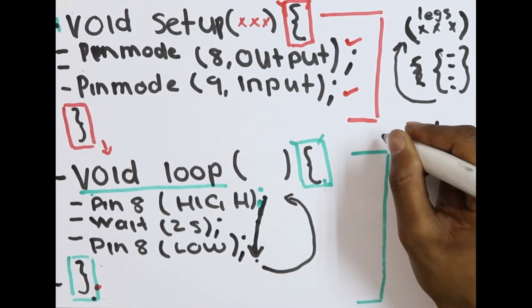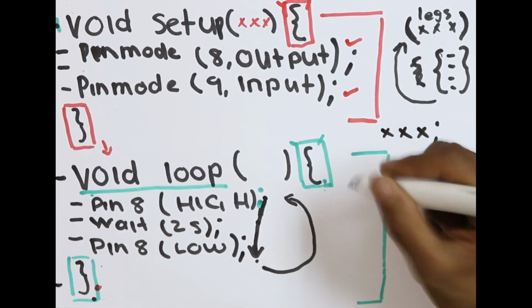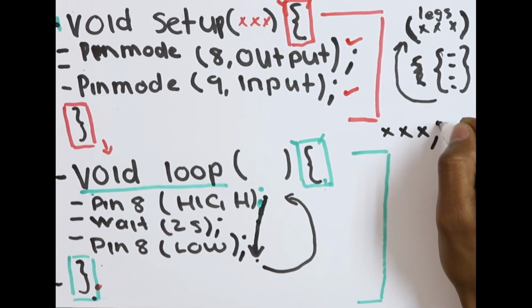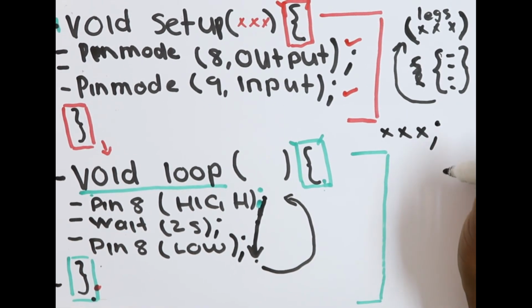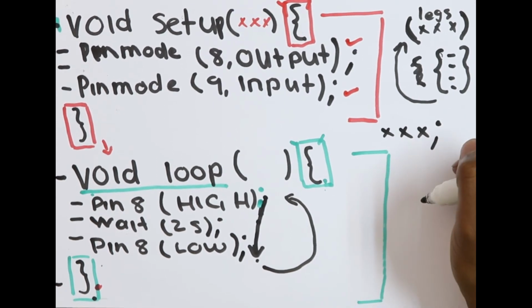Then we learned about the semicolon. The semicolon tells the Arduino or your robot or your computer the end of the instruction. When it sees the semicolon, it says end of instruction, let me do what the instruction told me to do.